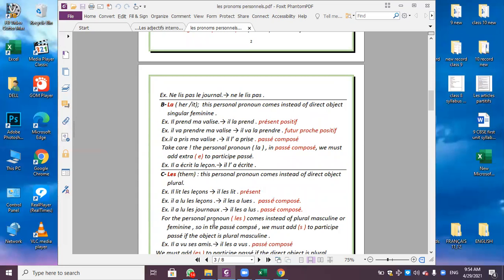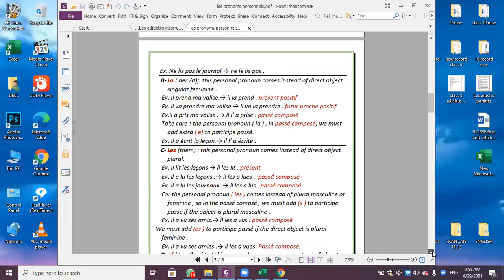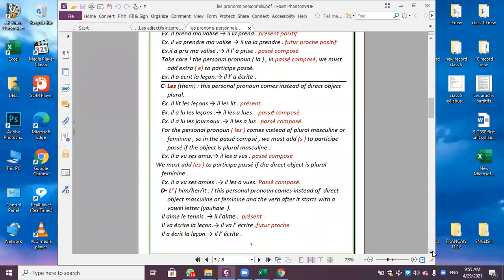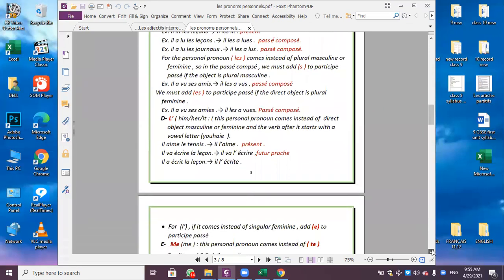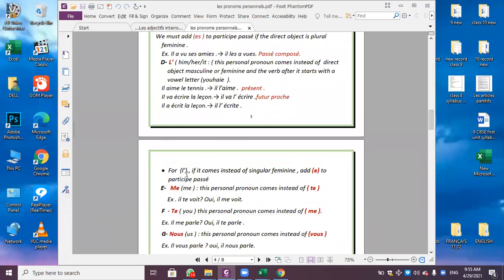For the personal pronoun les, it comes instead of plural masculine or feminine. So in passé composé, plus-que-parfait, futur antérieur, we must add s if it's plural masculine and es if it's plural feminine. L apostrophe, him, her, it. For example, il aime le tennis, il l'aime. Il va écrire la leçon, il va l'écrire. Il a écrit la leçon, il l'a écrite. For L apostrophe, if it comes instead of singular feminine, we add an extra e, especially in passé composé.